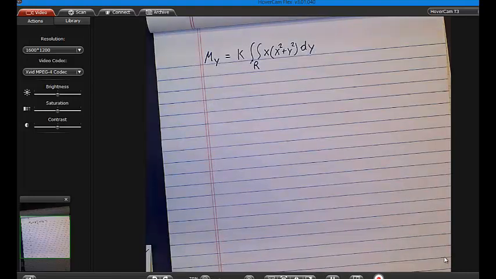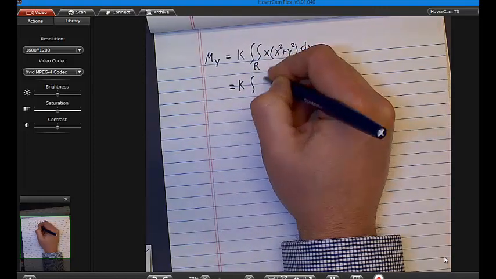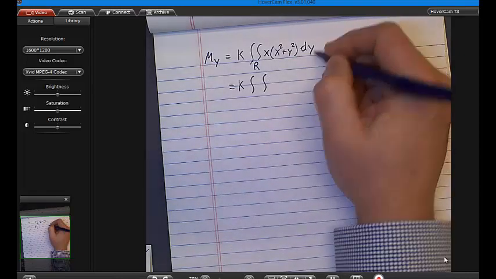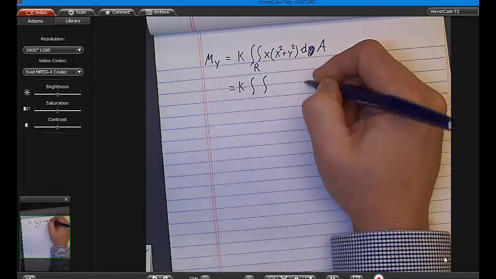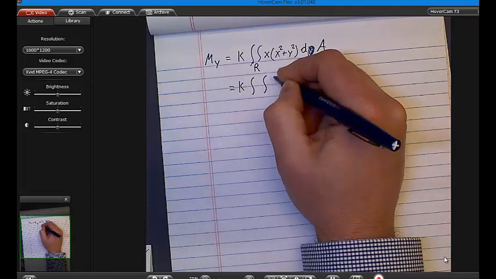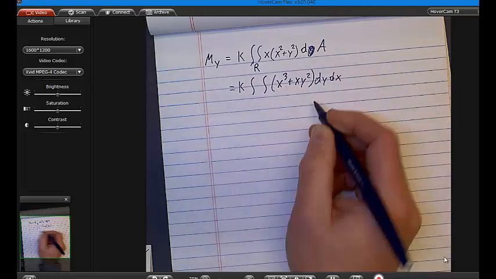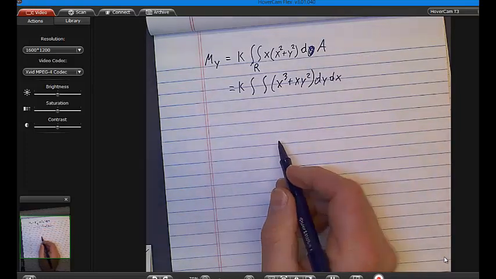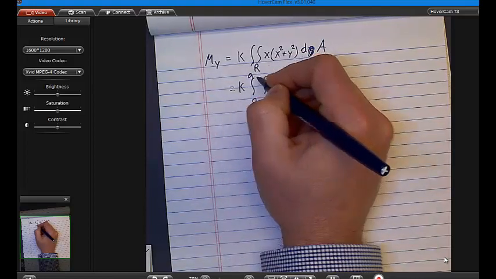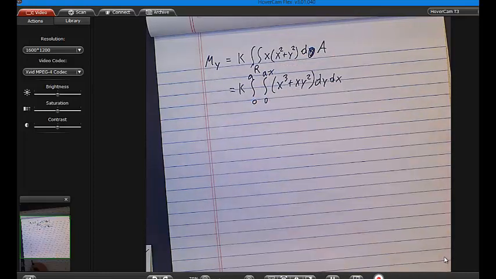So, let's see. This is k. Let's write this double integral out. Same limits, right? Yeah, same limits. Sorry, this was dA. Now I'm doing dy dx, and it's x cubed plus xy squared, because you multiplied by x. And let's see, we're going from 0 to a. And was this 0 to a minus x, if I remember right? I think so. Yeah.